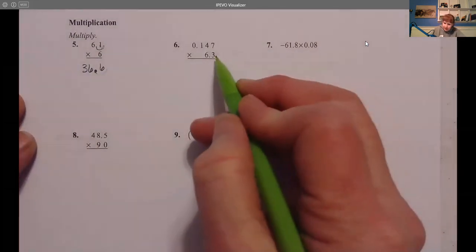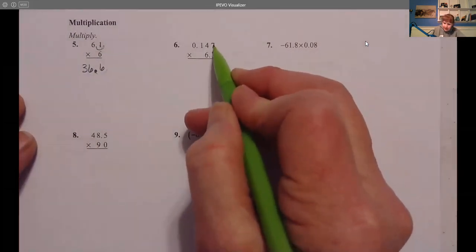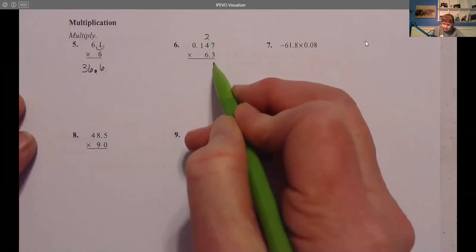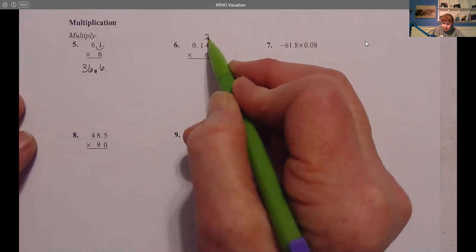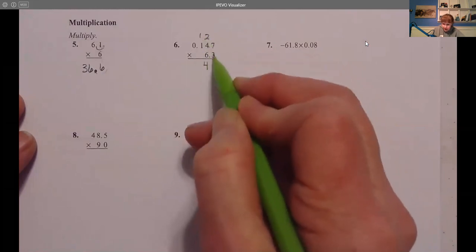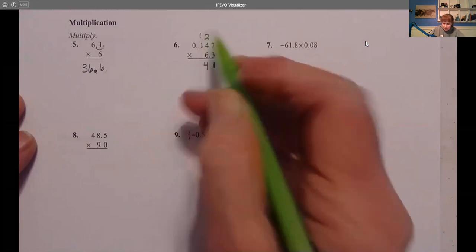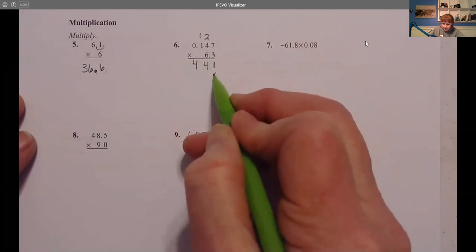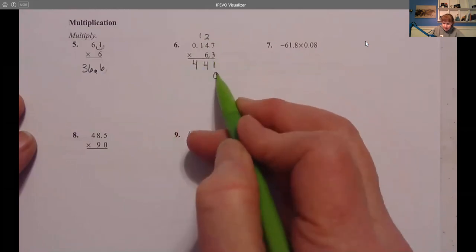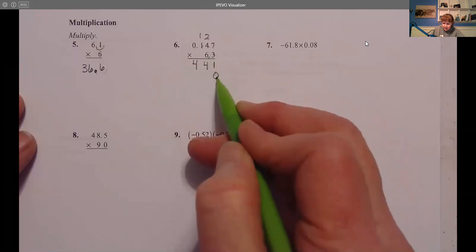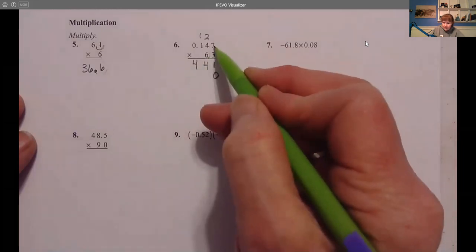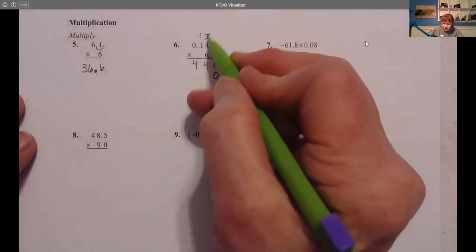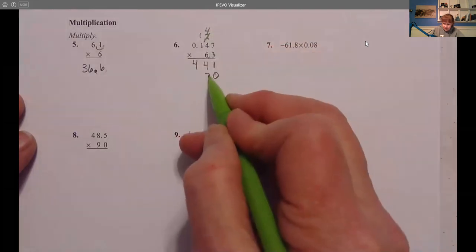So again, 3 times 7 is 21. 3 times 4 is 12, plus 2 is 14. 3 times 1 is 3, plus 1 is 4. Okay, now we're going to go to the 10. So you put a 0 there. We're in the 10 spot with the 6. Don't forget your 0. 6 times 7 is 42. I'm going to cross that one off.